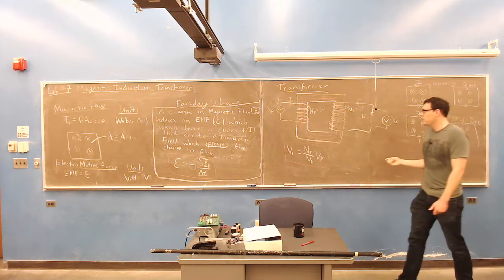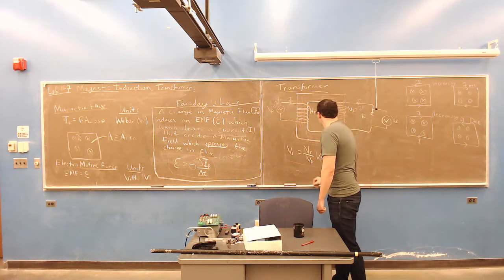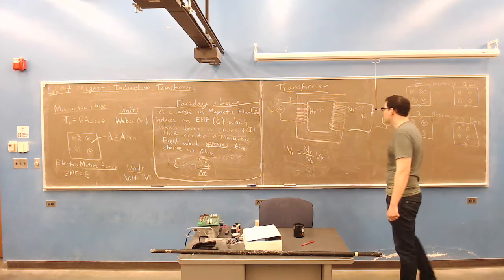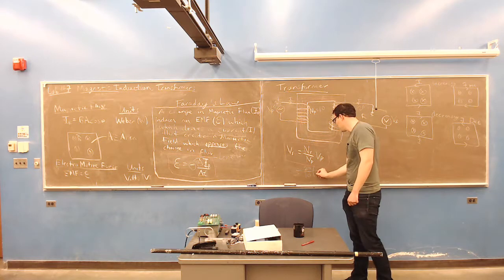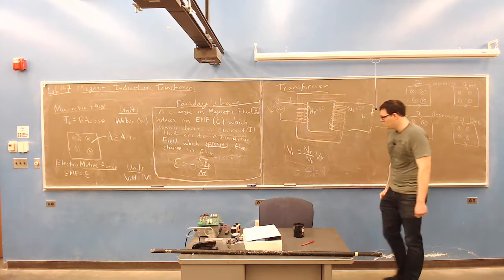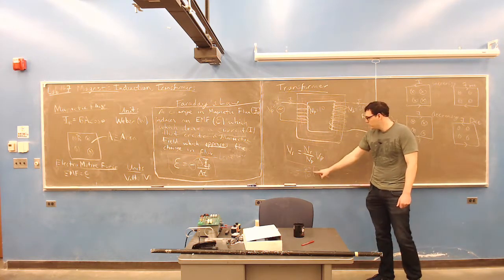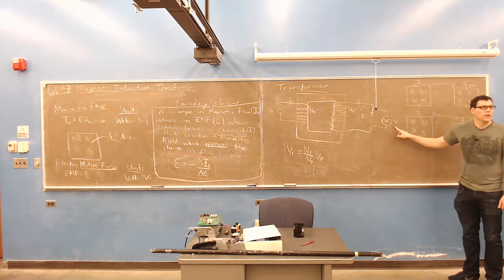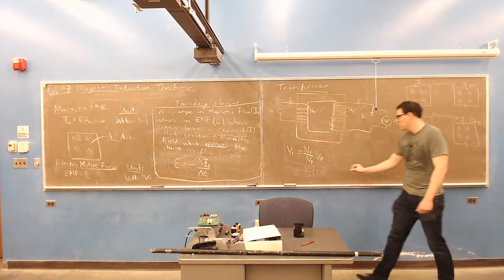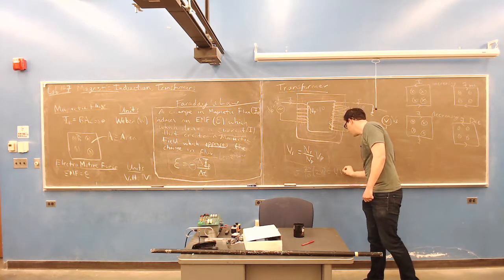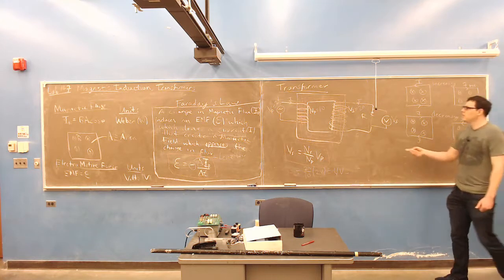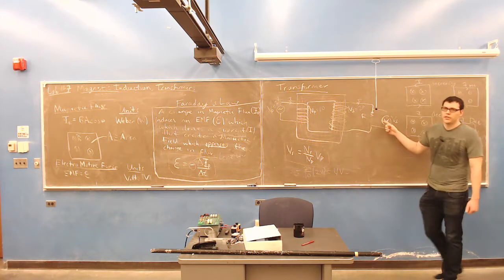So we can do that. We got 20 over 10 times 2 volts. So 2 times 2 is 4. So we expect 4 volts over here. 4 volts of alternating current. All right, so we increase the voltage.